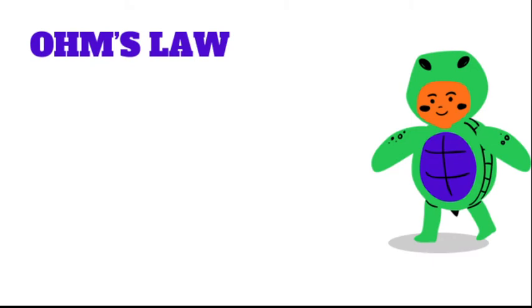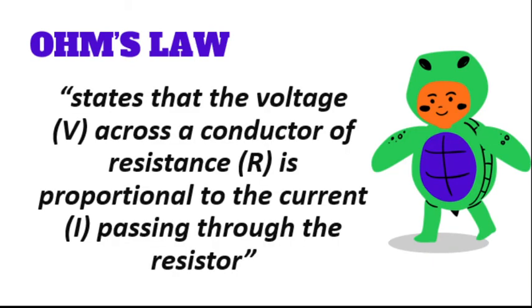Ohm's law states that the voltage, or capital letter V, across the conductor of resistance, capital R, is proportional to the current, capital I, passing through the resistor. German physicist Georg Ohm had the law named after him because of his extensive research.